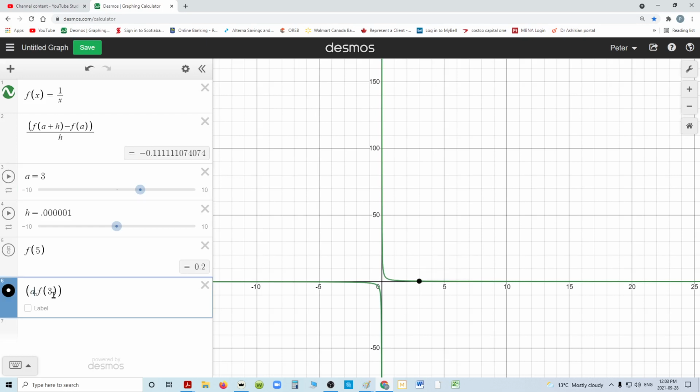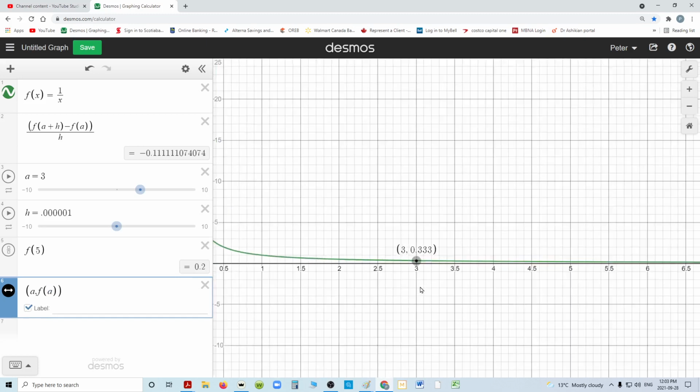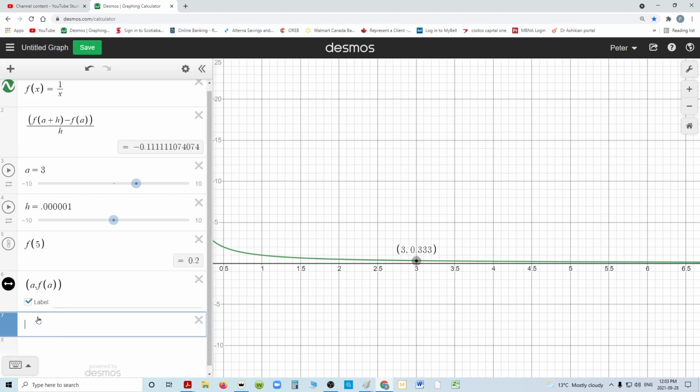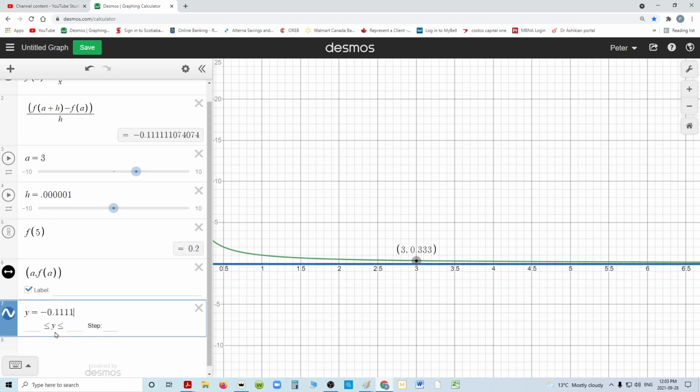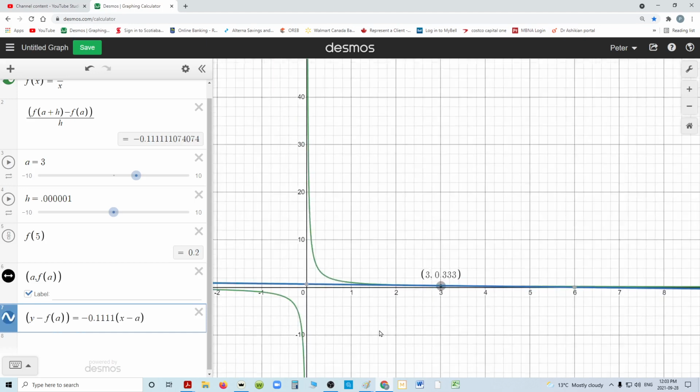And I should just do a, f of a. So it's always going to put the dot we're interested in. And there you go. That's the actual dot. And you can even get good at drawing slopes of those dots. For instance, the slope of this line is going to be equal to my rate of change here, negative 0.01111. And all I have to do is do y minus my f of a times this x minus my a. And it will suddenly draw me a tangent line.